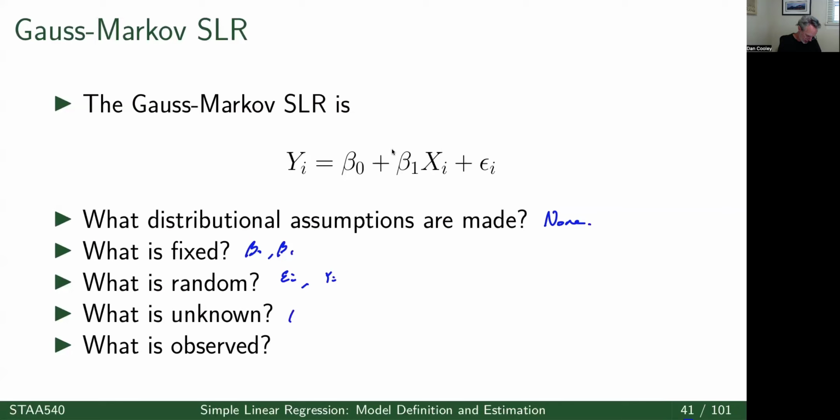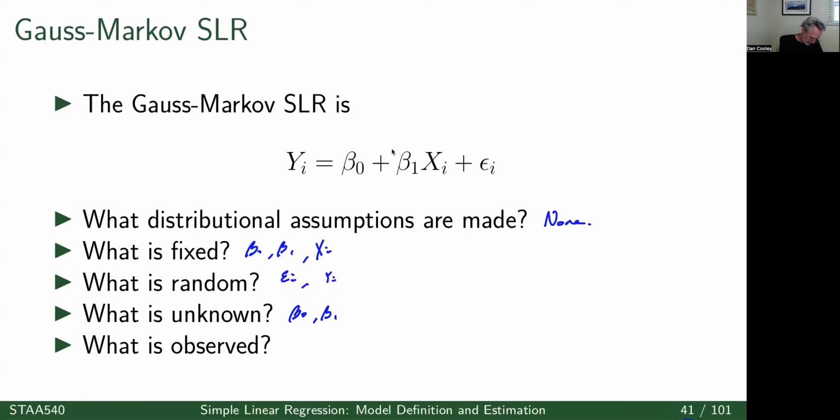What is unknown? Beta naught is unknown. Beta 1 is unknown. I'm going to go ahead and throw xi up here as being fixed. It's not random, but it is known, so it's different. We're going to assume that for every observation we see its predictor variable, and that predictor variable is fixed.